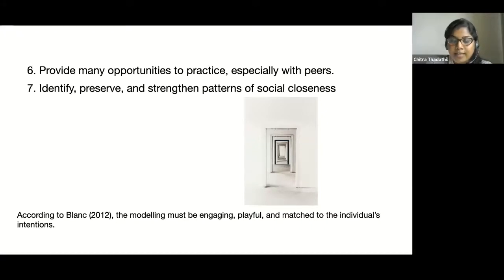Again, this is another research study that I was looking through. The modeling must be engaging, playful, and it must match the interests of the child. Like I mentioned to you, I'm going to share the video again, and this time you're going to see how the echolalia varies for this little fellow.